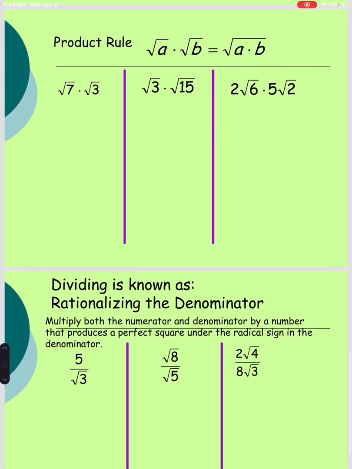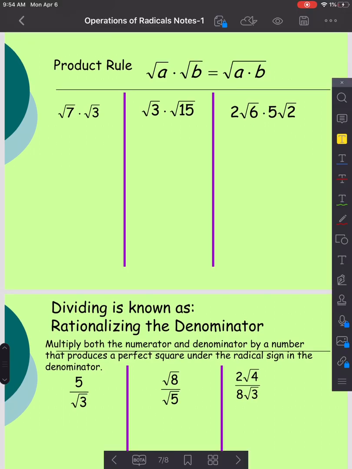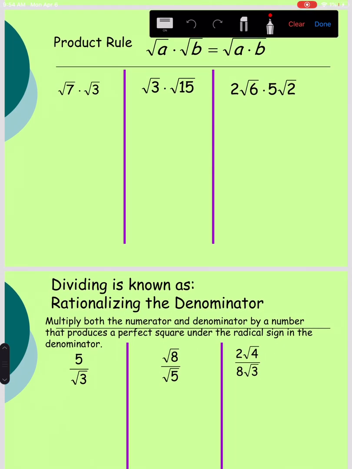Now we're into the new stuff, so multiplying. For multiplying radicals, anything on the outside of the radical multiplies together, and then anything under the radical multiplies together. And then you just see if you can simplify at the end.